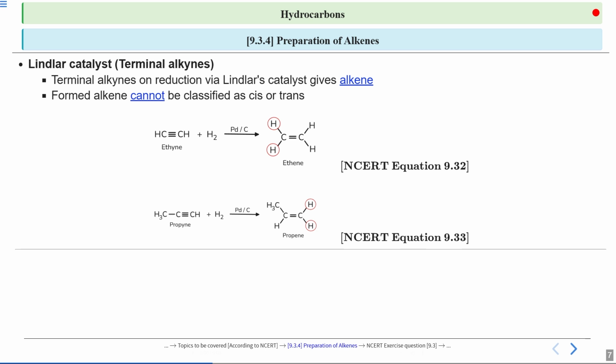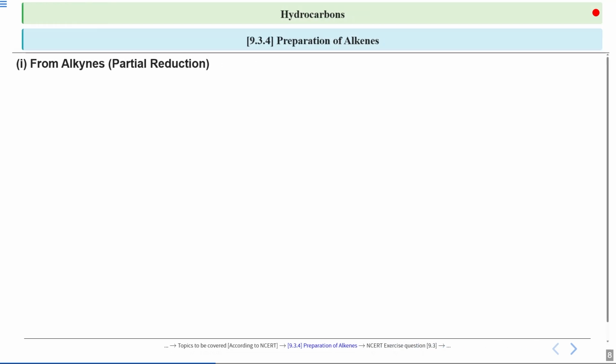So here propyne contains a terminal alkyne which reacts with Lindlar catalyst, which is palladized carbon with hydrogen, to form propene. Now propene has no cis-trans possibility because the end carbon has the same group present, right? You can see here that the end carbon has two hydrogens, and since they are identical, propene cannot show cis-trans isomerism. Next, continuing looking at the preparation of alkenes from alkynes, which is also called the partial reduction.